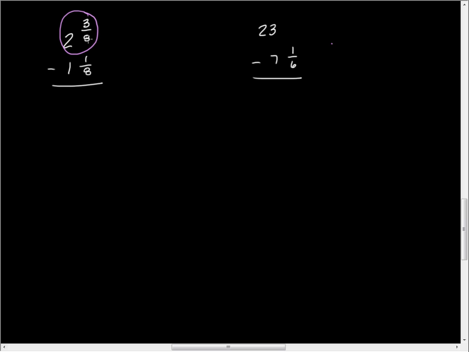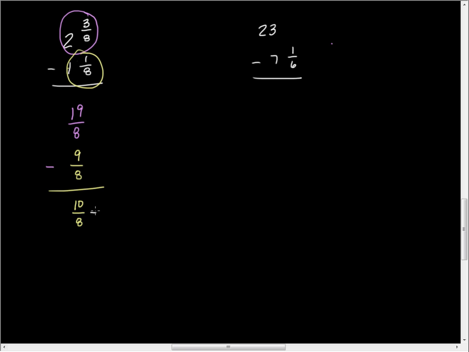Okay, I'm going to convert that number to an improper fraction, and so I multiply the denominator by the integer, 8 times 2 is 16, plus the numerator 3 is 19. So that's really 19/8. You keep the denominator. And now I'm going to convert the bottom one. 8 times 1 is 8, plus 1 is 9, so that's 9/8. And so when I subtract, 19 minus 9 is 10/8.